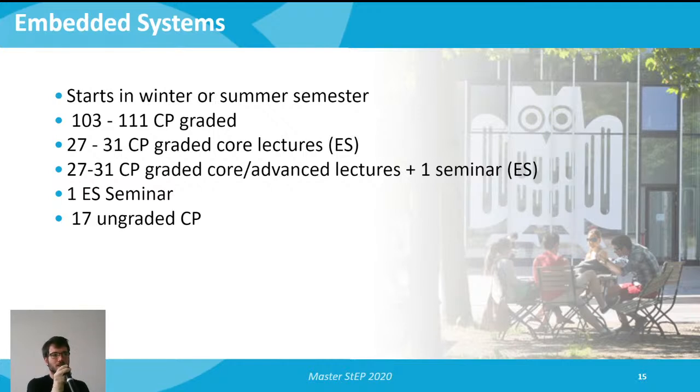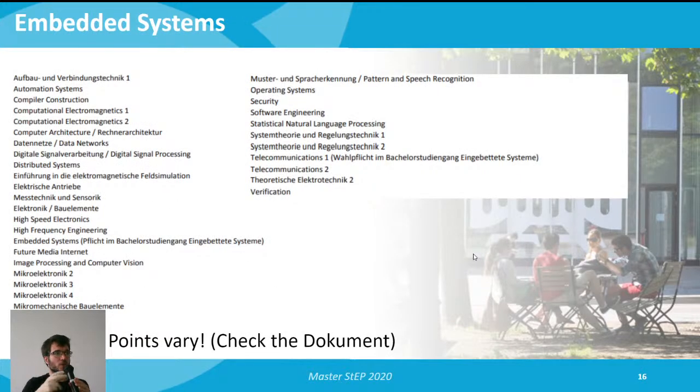So in the graded advanced lectures and seminar, you have to do 31 credit points, 1 embedded system seminar, and as I said, 17 ungraded credit points. And there again you have to check your study regulations, because this is also a bit more complex. But if you ever have problems with your study regulations, if you don't understand something, you can always come to us, or just ask the study regulations office, again, Ms. Breinig. If you have questions about it, they really know it.